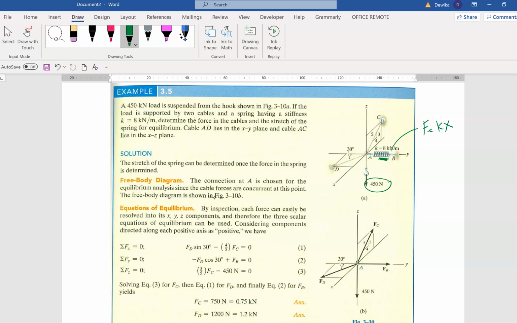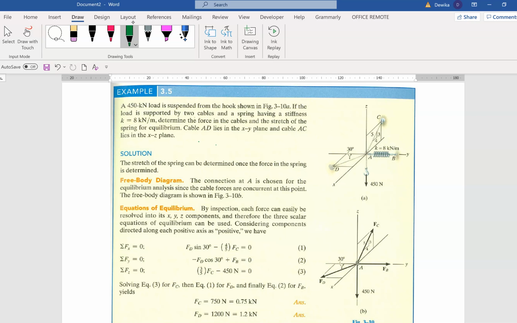Cable AD lies on the XY plane. You look at that, this AD is actually between X and Y. So you just have I and J. You only have I and J for AD. You do not have the K because it's a single plane. And cable AC is between X and Z. What does it mean? You only have I and K. So you have to take note of that. Otherwise, you'll be figuring out how to find the missing vectors.